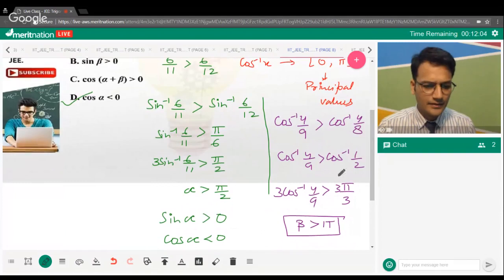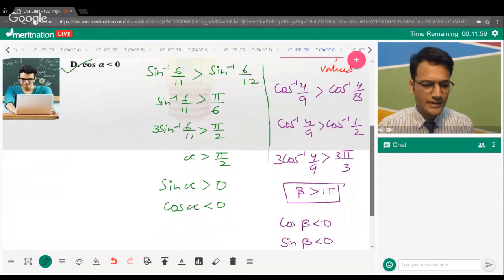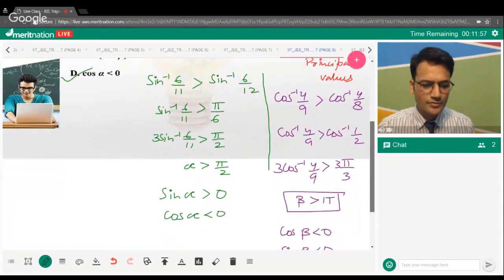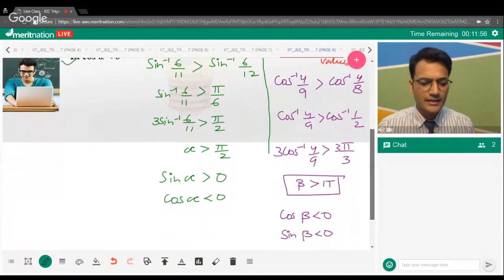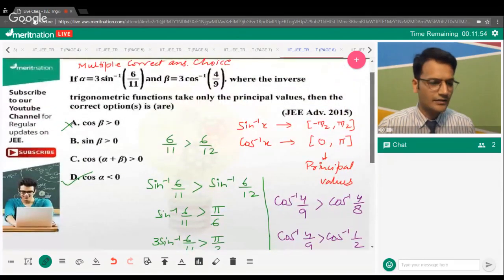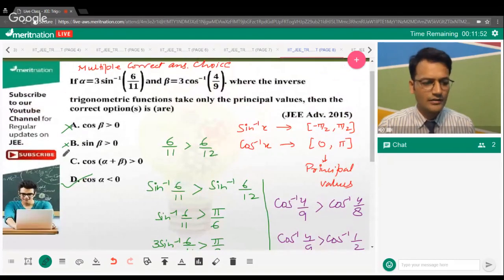Look, beta is greater than pi. This 3 and 3 get cancelled out. It is greater than pi. It talks about cos beta. Cos beta is negative. So this is incorrect.